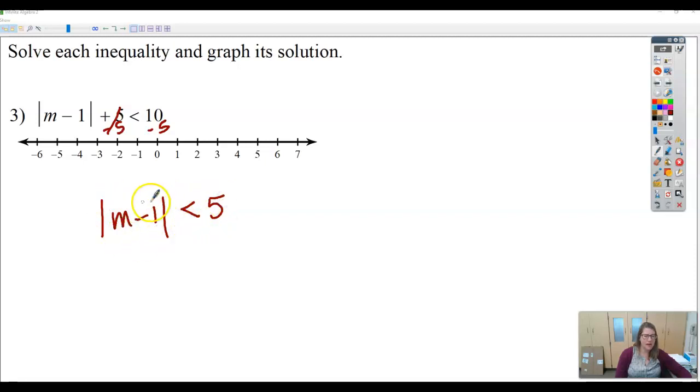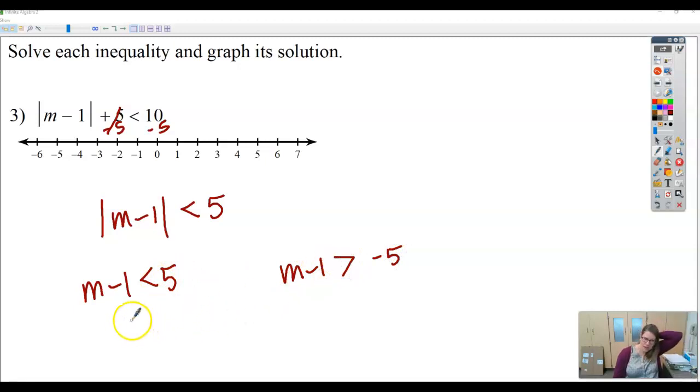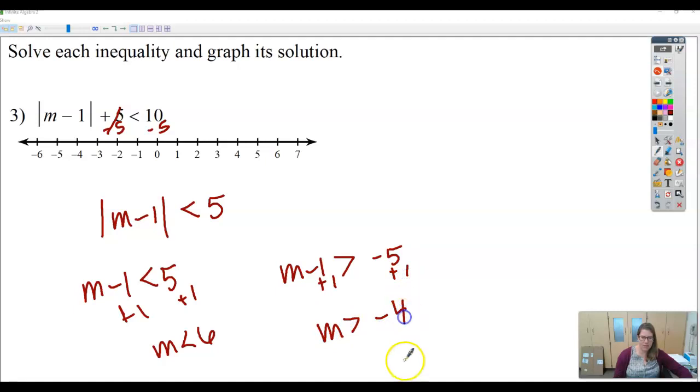Okay. So now I'm going to do that thing where I break it apart and I make one positive, I make one negative, but the one with the negative, that inequality flips the other direction. Okay. So add 1 to both sides. M is less than 6. And m is greater than negative 4.